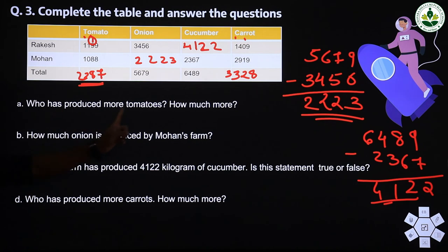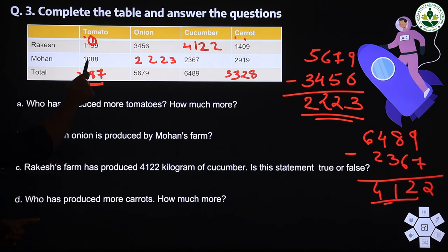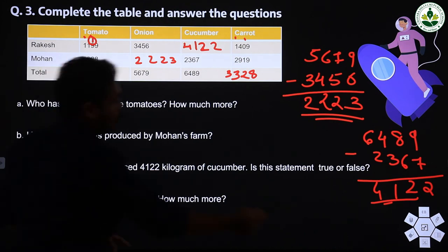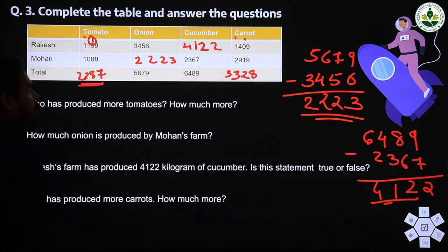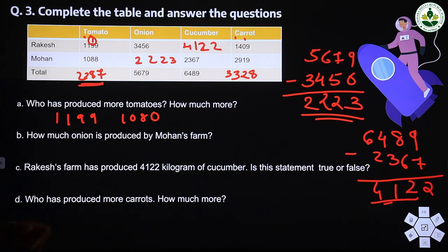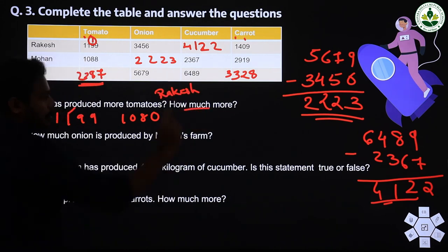First question: who has produced more tomatoes? How much more? Mohan or Rakesh? Which is the bigger number, 1199 or 1088? Here these two numbers have four digits, so we need to compare the thousands place digits. Here the thousands places are the same, so move to the next place. In the hundreds place, here the digit is 0. So which is the bigger number? This is the bigger number. That means Rakesh produced more tomatoes. The answer is Rakesh.